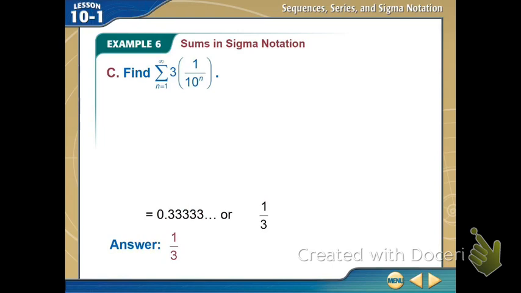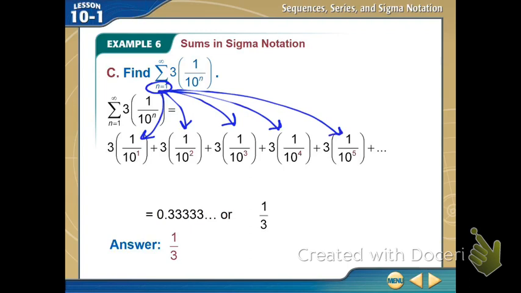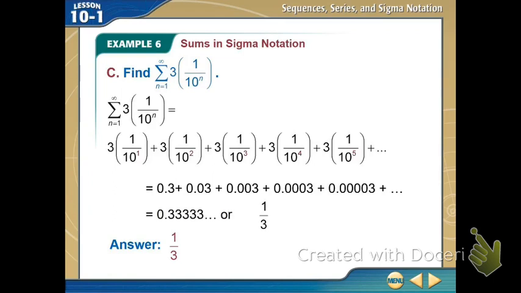Okay, last one. I'm going to start by plugging in 1, right? Plug in 1, plug in 2, plug in 3, plug in 4, plug in 5. How much of these should I do? Well, it says to go all the way to infinity, which I'm not going to be able to do. So what I should do is add what I have and look for a pattern. What do you notice? Well, each term just adds 3 to an increased power of 10. So this is going to be 3 repeating forever, or 1/3.